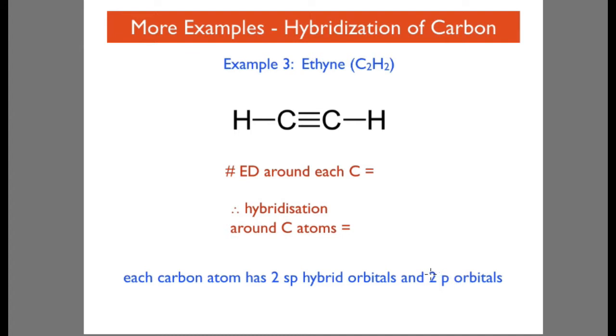Another example, ethyne. How many electron domains around each carbon? 1, 2. Therefore, the hybridization around carbon atoms must be sp. And each carbon atom has 2 sp hybrid orbitals and 2 p orbitals.